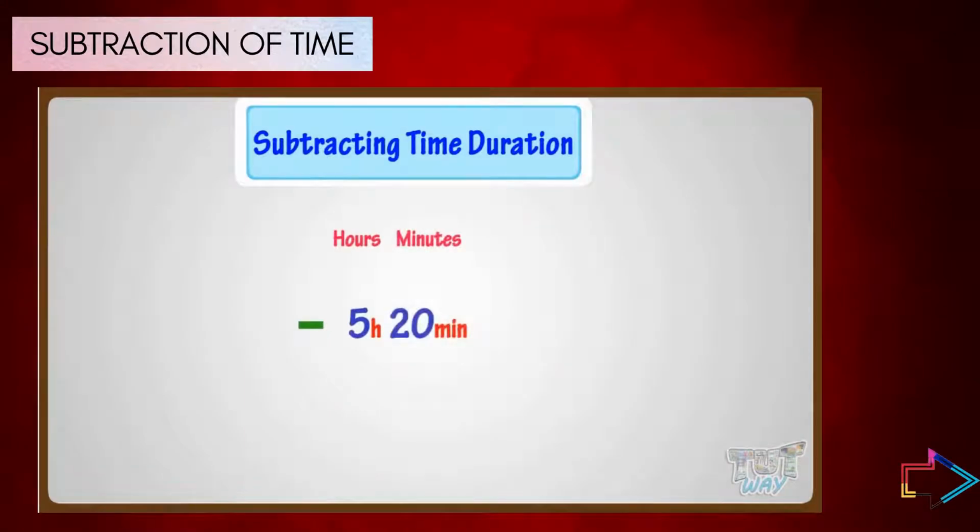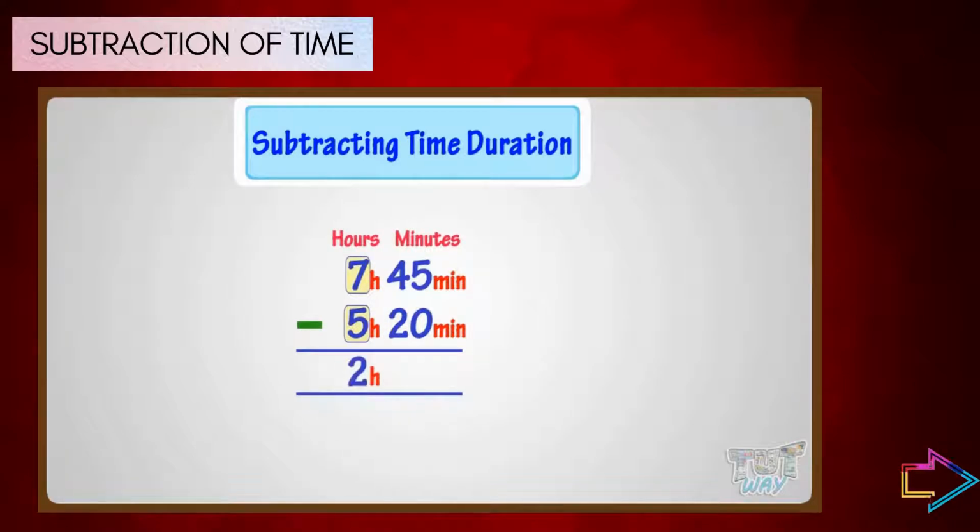Hours, 20 minutes from 7 hours, 45 minutes. While subtracting time, the same rule is to be followed. Subtract hours from hours and minutes from minutes. Subtracting hours, that is, subtracting 5 hours from 7, we are left with 2 hours. Now, subtract minutes from minutes.